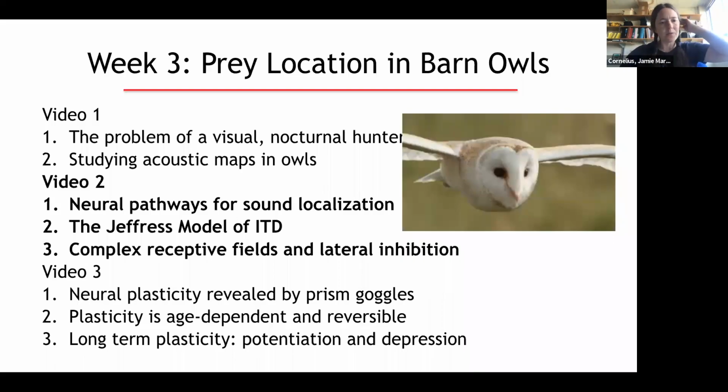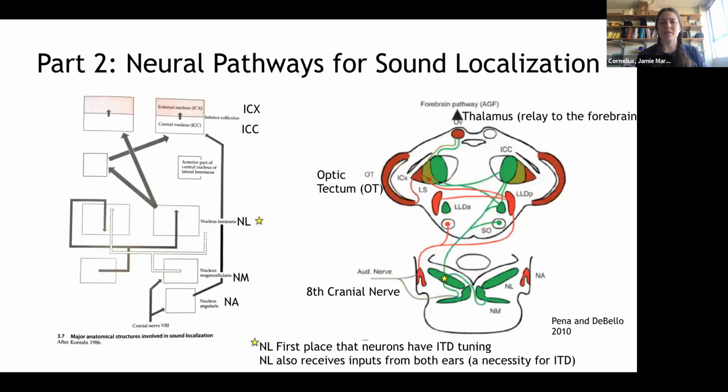Okay, so video 2 for prey location in barn owls is now going to look at the neural pathways for sound localization and discuss the Jeffress model of interaural timing differences. And then finally, complex receptive fields and how lateral inhibition helps to create those. So here's the neural pathway.